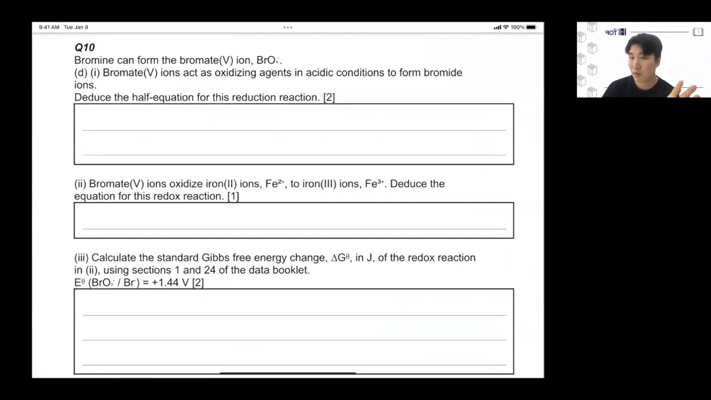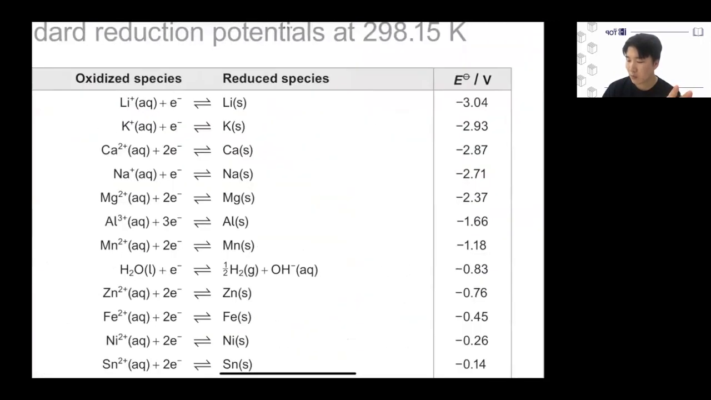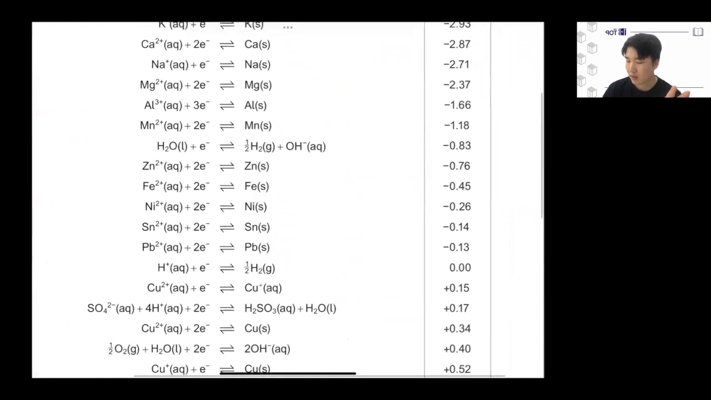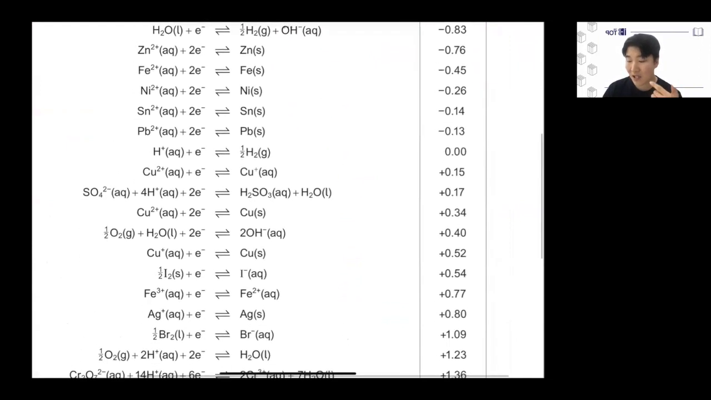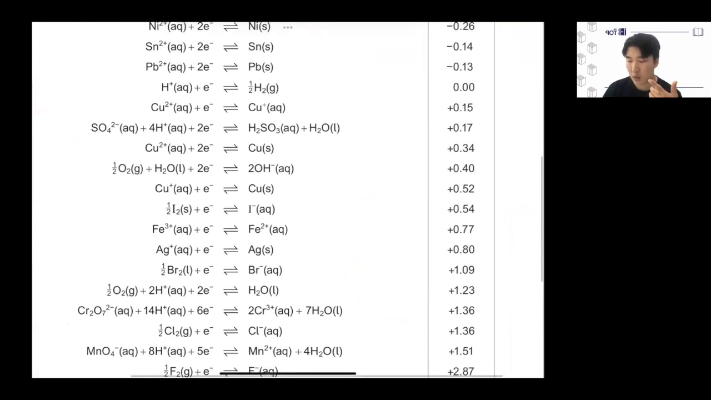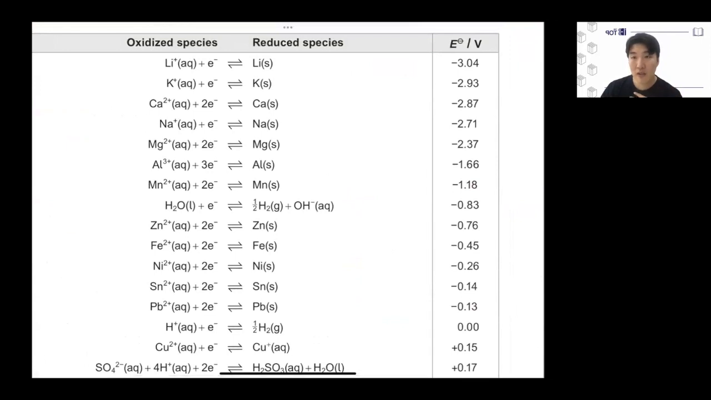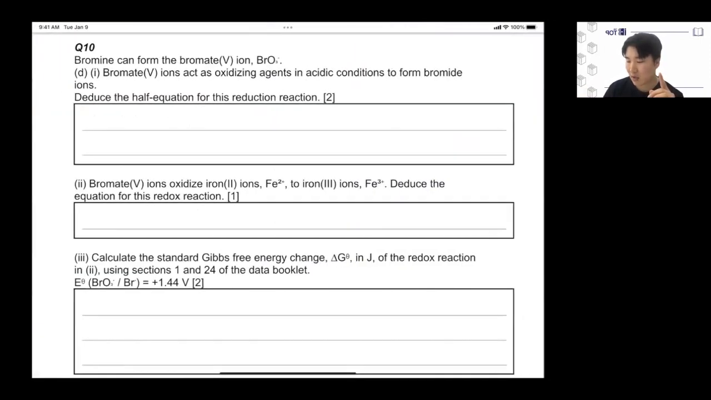We're never taught this. It's neither in the data booklet. Bromate cannot be found here. Bromate, iodate, these are not found here. You have to deduce them. How do you deduce them? What was our first ever class on? It was on balancing half equations. You're going to do exactly the same here.